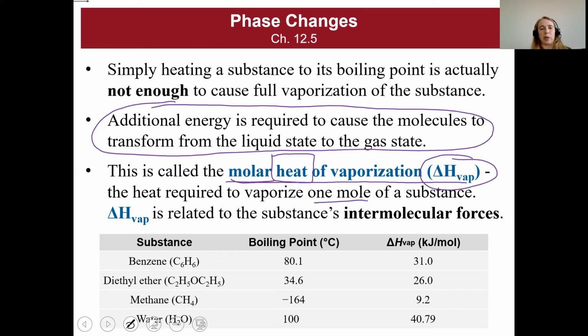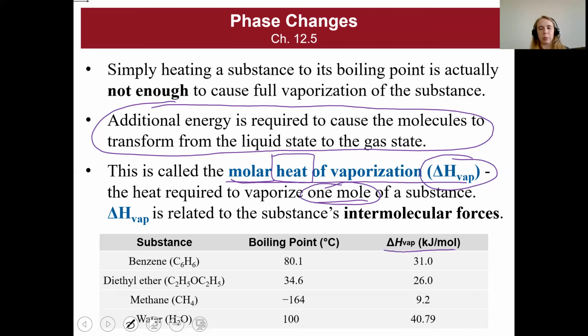So we need more heat. We require more heat to vaporize more than 1 mole of a substance, or a fraction of the heat required to vaporize a fraction of a mole of a substance. So it's all based on this 1 mole thing. So that is a conversion factor, actually.